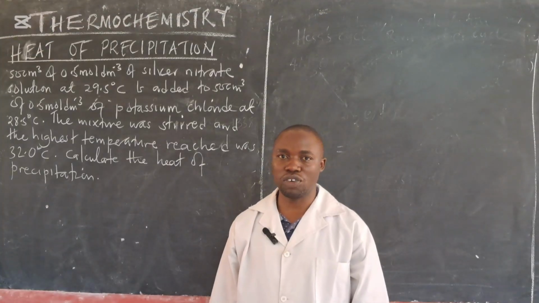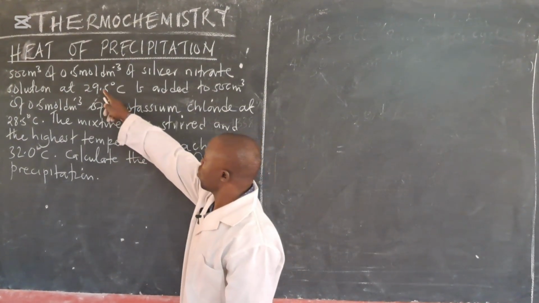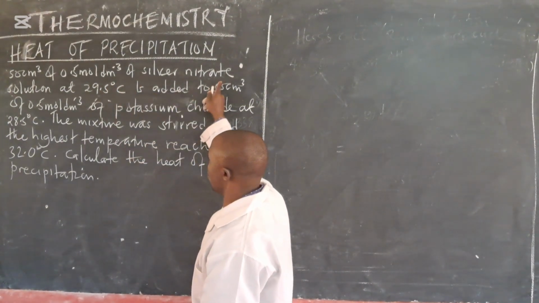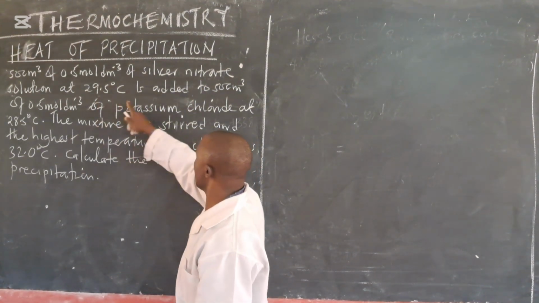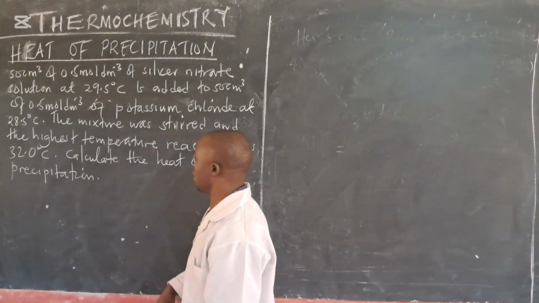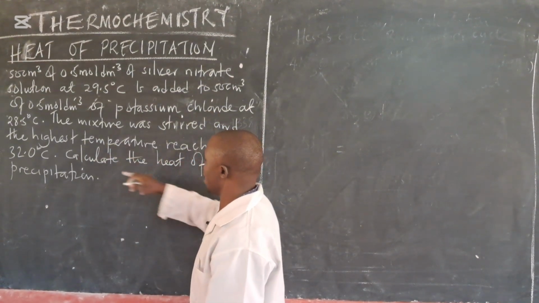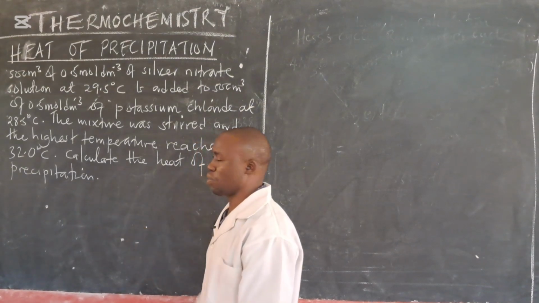Let us look at the heat of precipitation. Now, 50 cubic centimeters of 0.5 moles per litre silver nitrate solution was added to 50 cubic centimeters of potassium chloride. The mixture was stirred and the highest temperature reached was 32. Calculate the heat of precipitation.